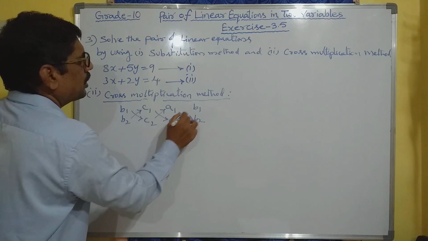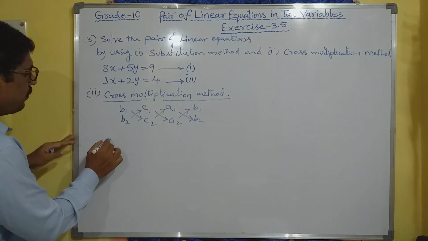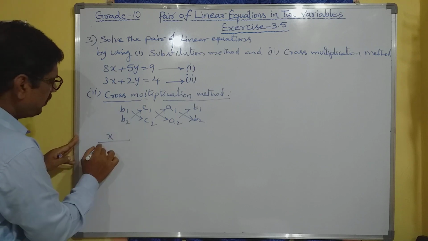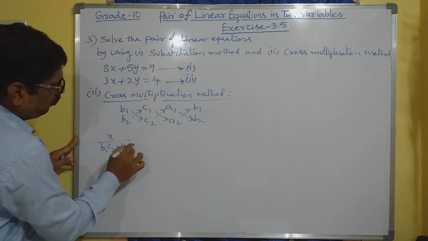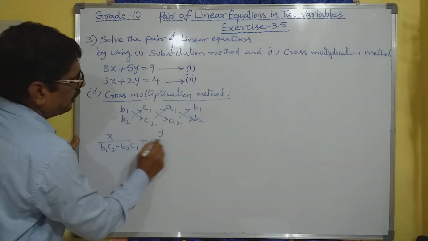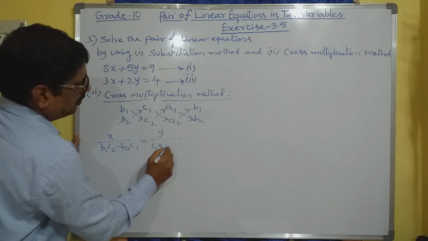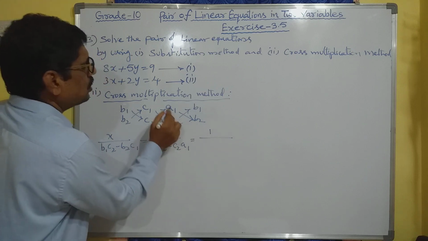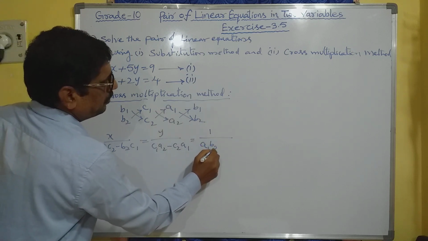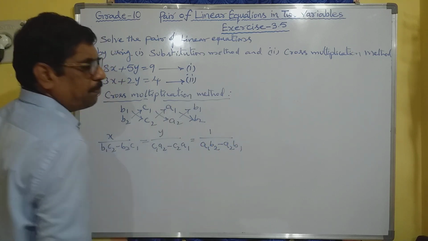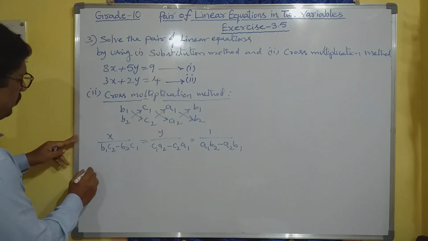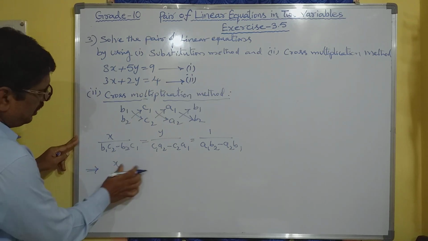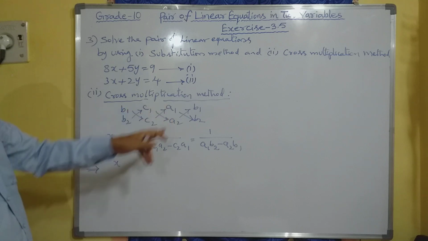So to use the cross multiplication method, we have x by b1 c2 minus b2 c1 is equal to y by c1 a2 minus c2 a1 is equal to 1 by a1 b2 minus a2 b1. Now you look at this. This implies, here let us write the numbers in this way.